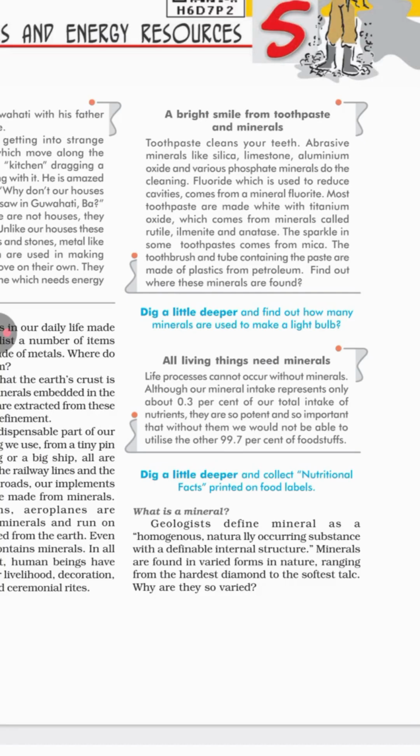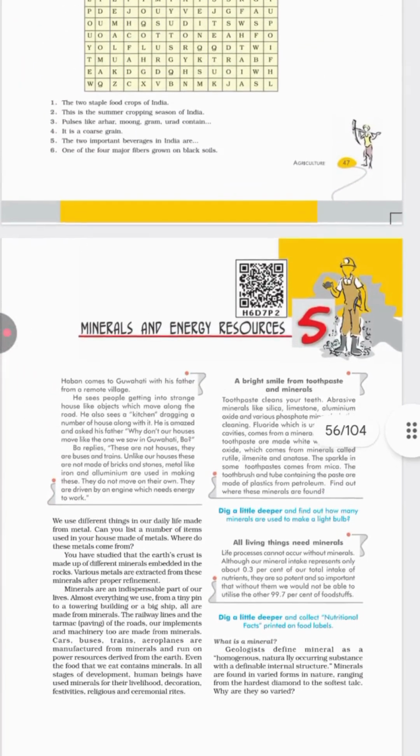So in science you have studied, isn't it? You can define a structure, meaning how the atoms have been placed, you can define. So minerals can be defined, but they are naturally occurring. You cannot produce minerals in a lab. Okay, so as the definition goes, a homogeneous, naturally occurring substance with a definable internal structure.